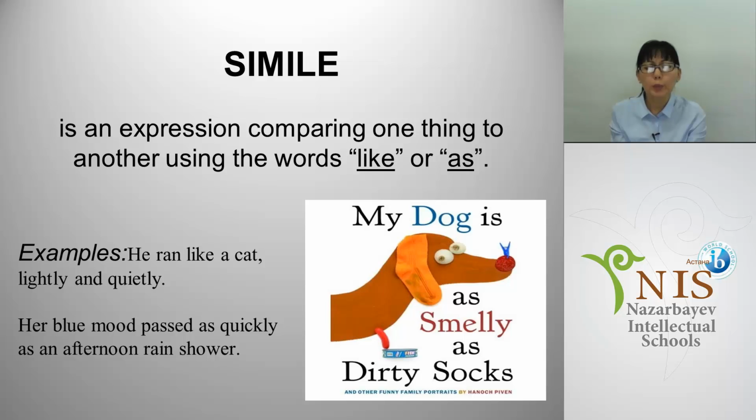Her blue mood passed as quickly as an afternoon rain shower. Again, there is a comparison: we compare her mood, how quickly it changed, to the weather in the afternoon. With a simile, when the author wants to identify the exact features of some word or adjective, or how he describes a person or character, they can emphasize and give us the exact meaning that the author intends. So it's somehow like hidden information which the author wants us to know about.